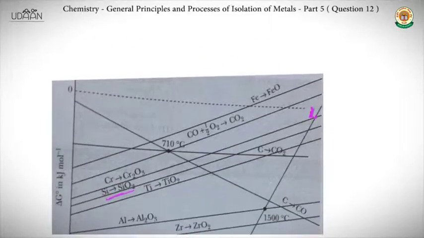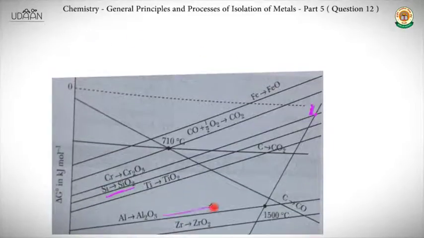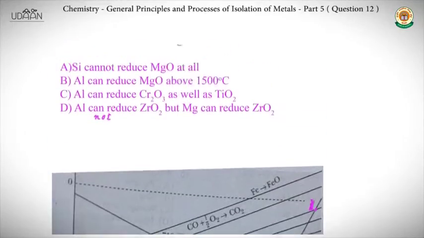So Al to Al2O3, let us analyze. So this is a graph, and Mg to MgO goes like this. So you see till 1500 degrees Celsius what is happening? Al to Al2O3 is above this, so this reaction is not possible. Al cannot reduce MgO below 1500 degrees Celsius. Now once we move beyond 1500 degrees Celsius, this reaction is possible. So hence the statement is true. So this is not incorrect.